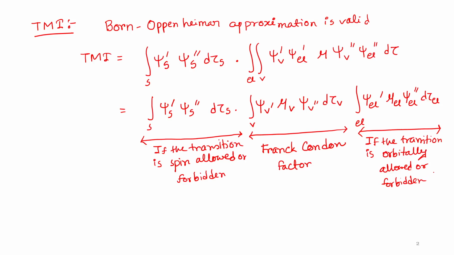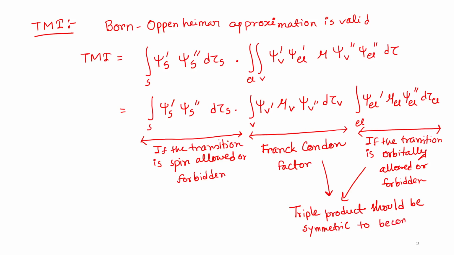And how come this will be judged? This one, how come this will be judged? You need to look at if the triple product, same here also, a triple product should be symmetric. Symmetric to become allowed. If it is anti-symmetric, the triple product, then what will happen? Then the integrand is anti-symmetric.